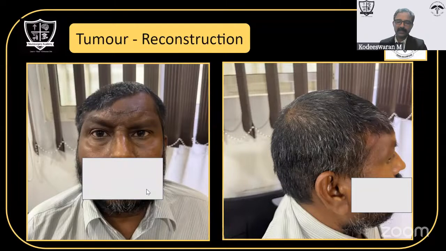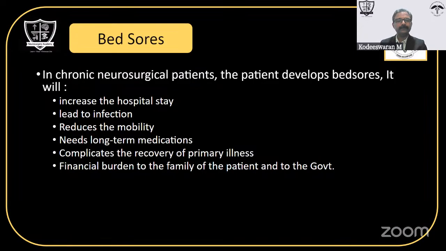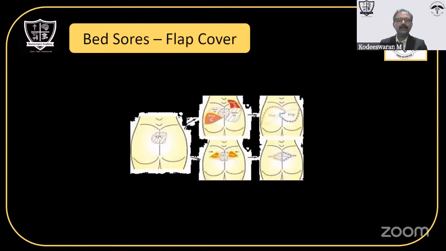Because it was an atypical meningioma, he underwent radiotherapy. Now, the cosmetic outcome was better because of pre-op planning with the plastic team. And bed sores is another area where neuroplastic work is required. So this is the multiple flap cover.